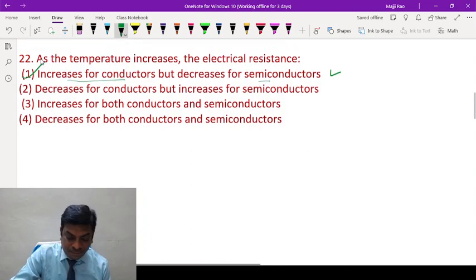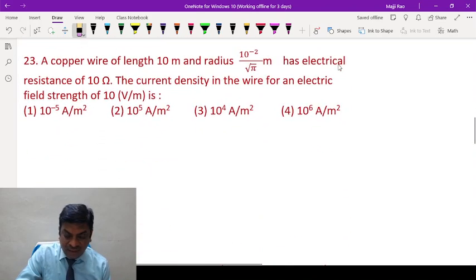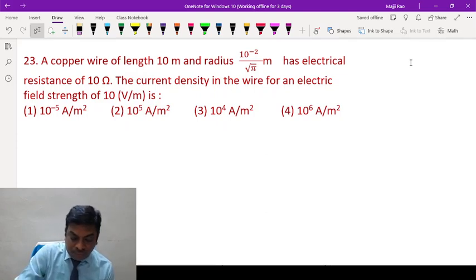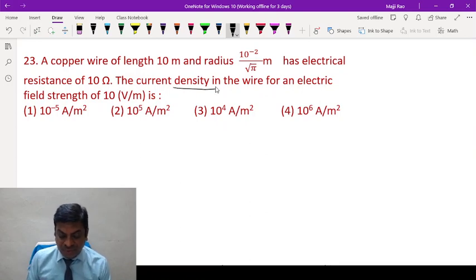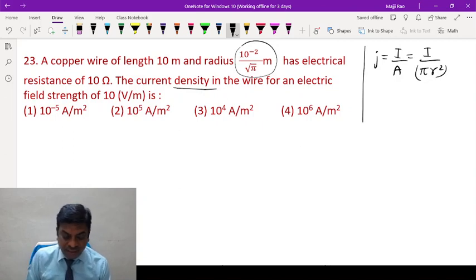Then moving on to the next question. A copper wire of length 10 meter and radius this much has electrical resistance of 10 ohm. The current density in the wire for an electric field strength of this... Now what is the basic formula for current density? The basic formula of current density is current per unit area. Since the radius of the copper wire is given, we can have I upon pi r square. But we don't know the current.